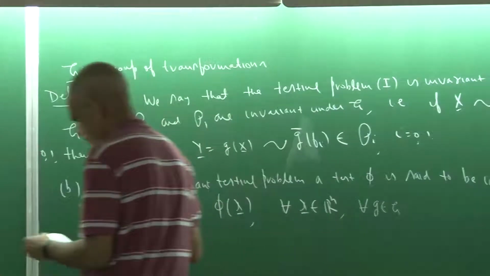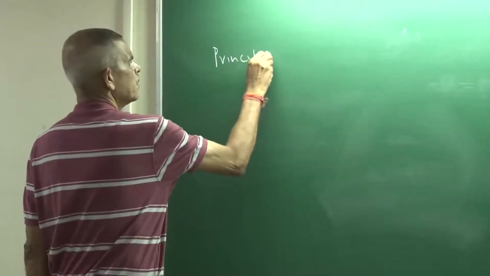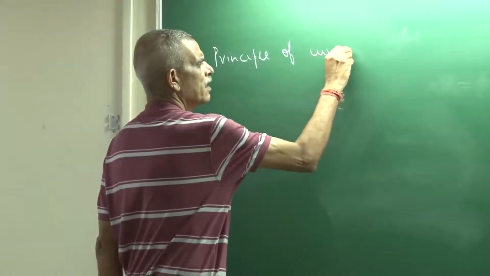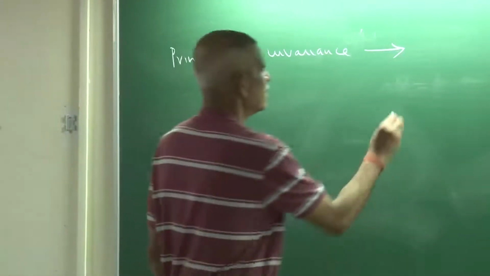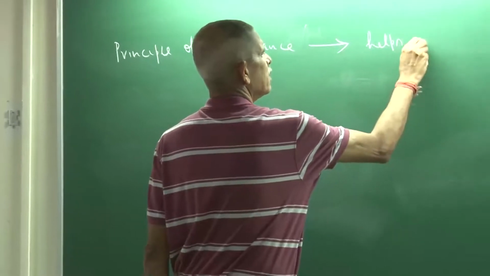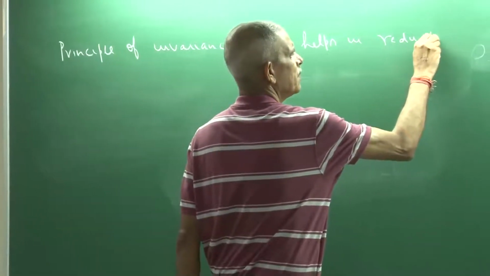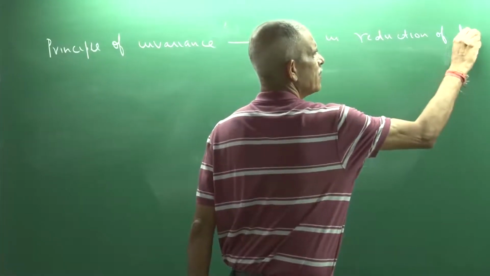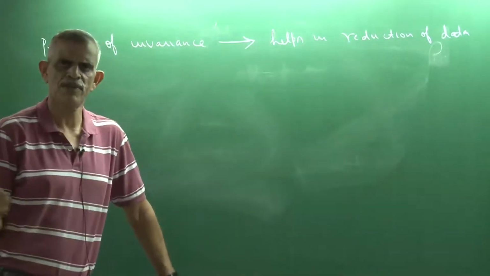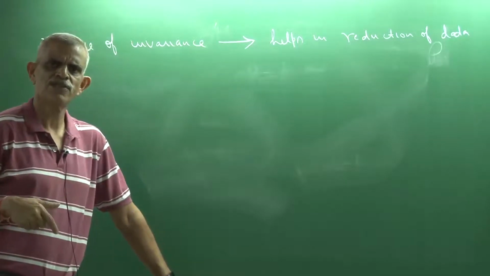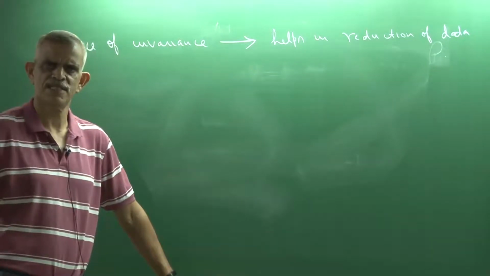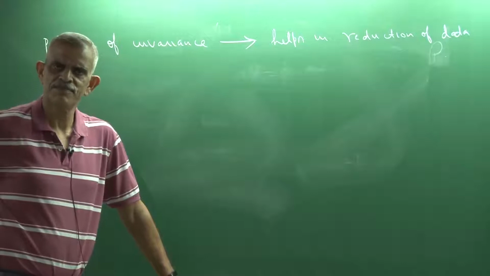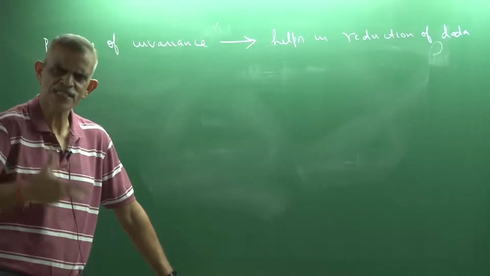So the principle of invariance basically helps us in reduction of data. For example, we saw that there is no need to consider the whole sample x1, x2, ..., xn. You consider only those estimators which have the type delta naught of (x1 plus c, x2 plus c, ..., xn plus c) is delta of (x1, x2, ..., xn) plus c. So it reduces the data in a certain sense.